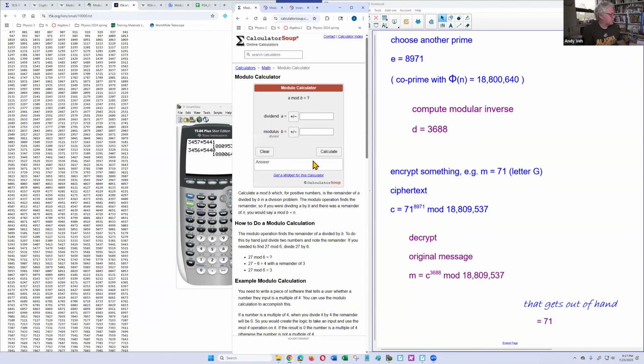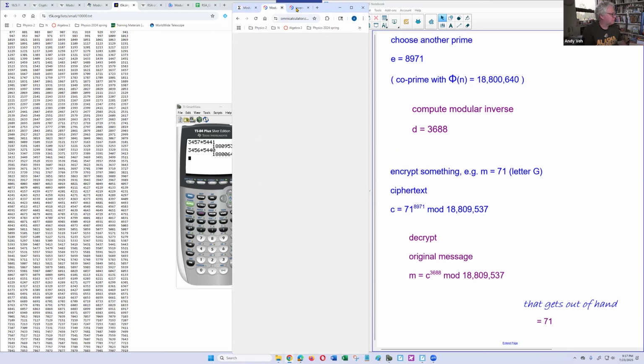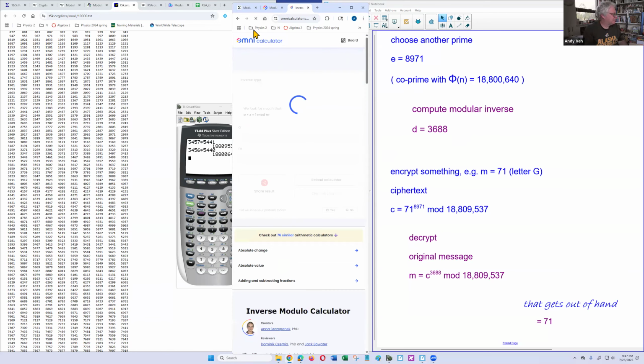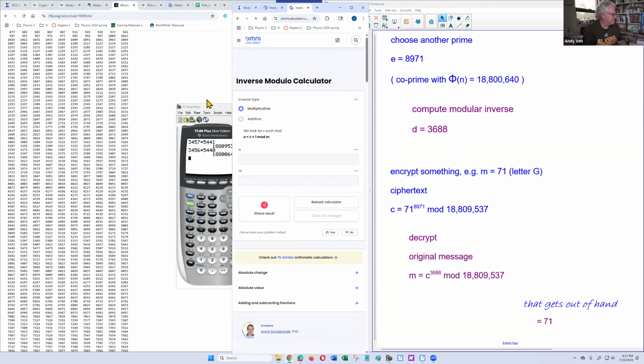The way it actually works, I'm going to calculate this one here. I have several calculators open that determine this one. So here's the inverse modular calculator, and I keep doing that. I should reset this here before I use it again. There we go.